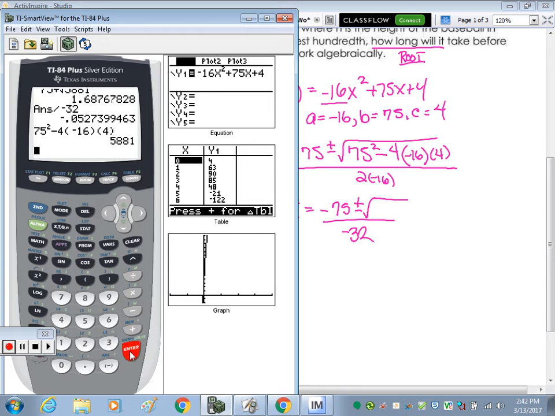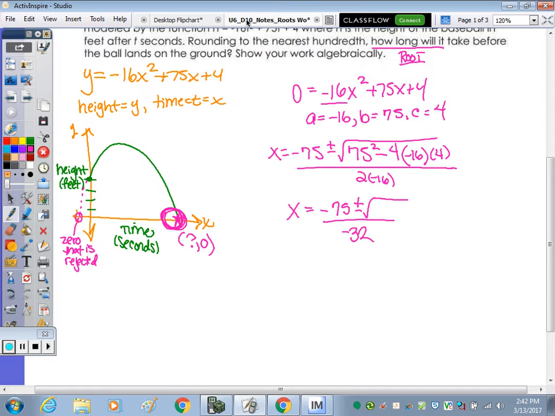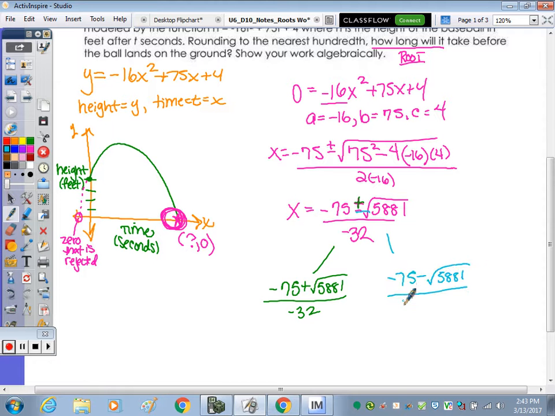Yes. Now, this question says, rounding to the nearest hundredth, how long will it take before the ball lands and hits the ground? So rounding to the nearest hundredth, this is 5881. You have two solutions here, remember. One is with the plus sign, so it's negative 75 plus the square root of 5,881 over negative 32. And the other one is with the minus. So the other solution is negative 75 minus the square root of 5,881 all over negative 32.